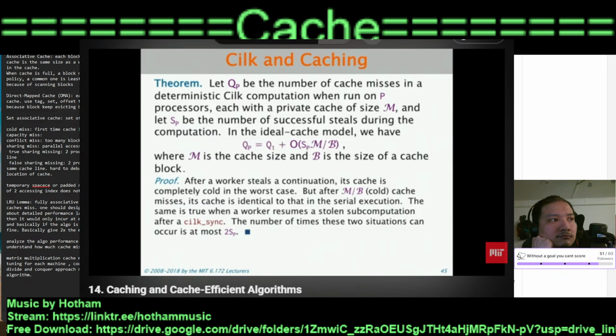And the same is true when a worker resumes a stolen subcomputation after a Cilk sync. The number of times that these two situations can happen is 2 times S sub p, 2 times the number of steals. And each time we have to pay m over b cache misses, and this is where this additive term comes from, order S sub p times m over b.